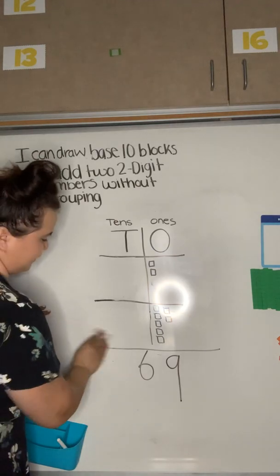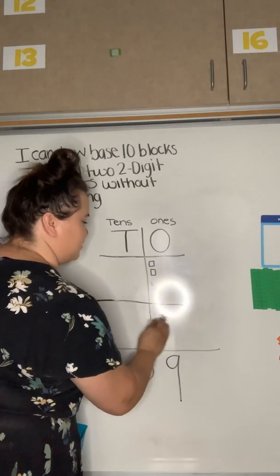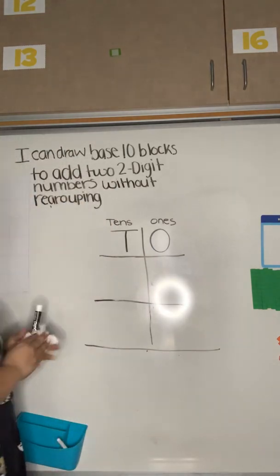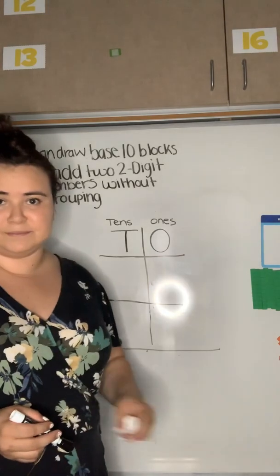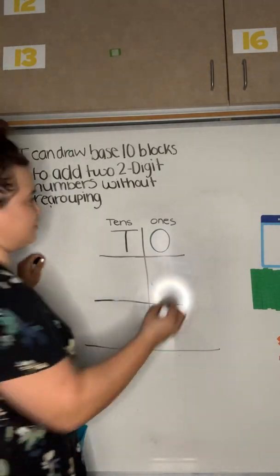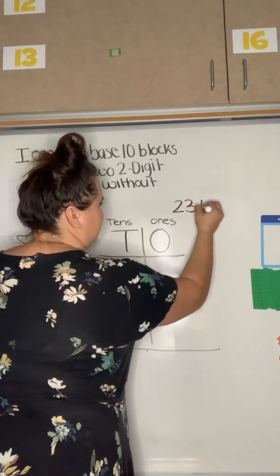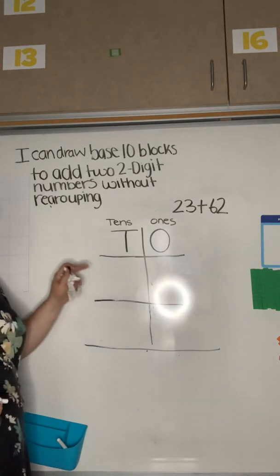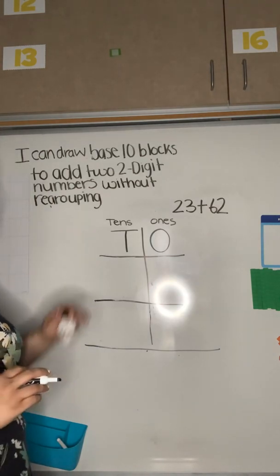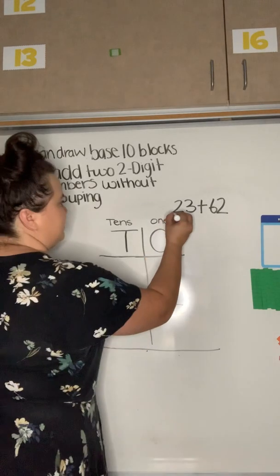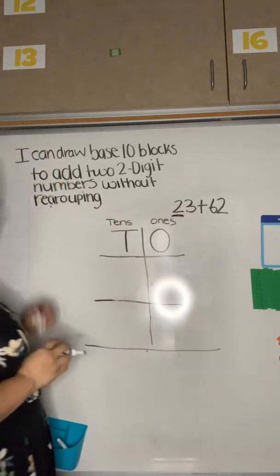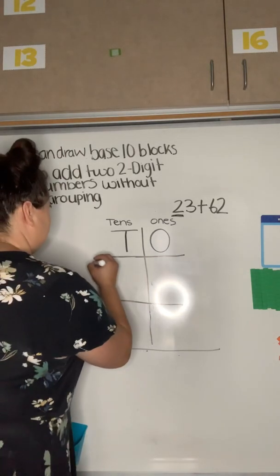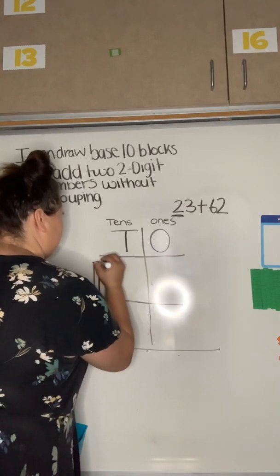So remember, we're drawing our ten rods and we're drawing our ones. All right, our next problem is 23 plus 62. All right, so what's the first thing we have to do again? We're gonna look at our tens. How many ten rods do we need to draw in the number 23? How many tens do we have? 2, good job. So I'm gonna draw 2 ten rods.